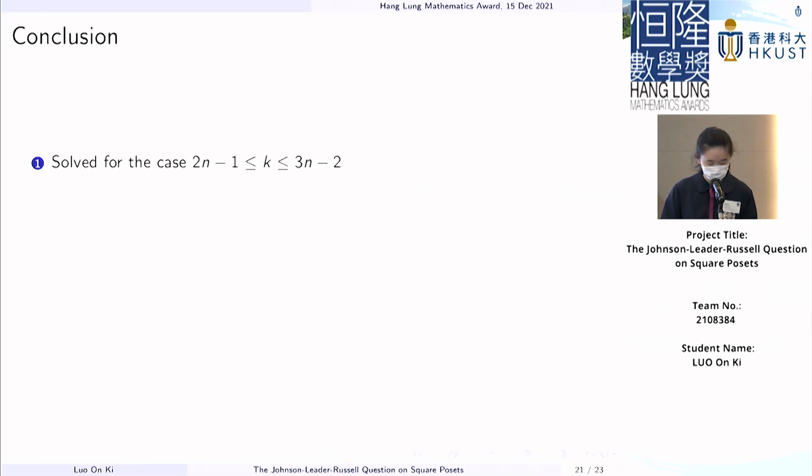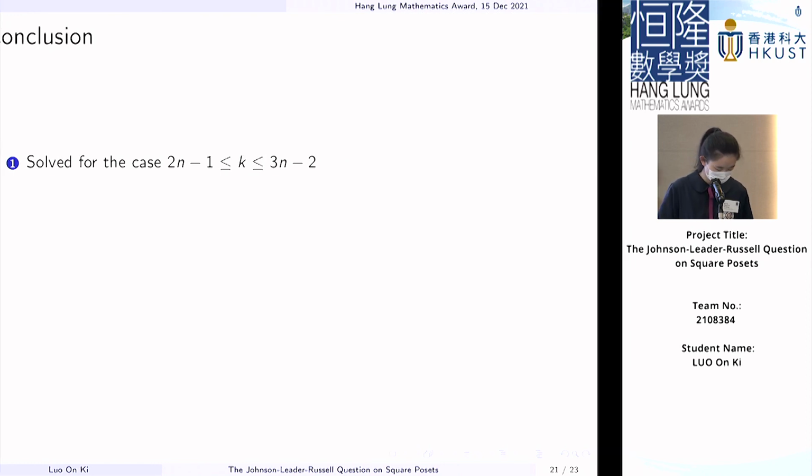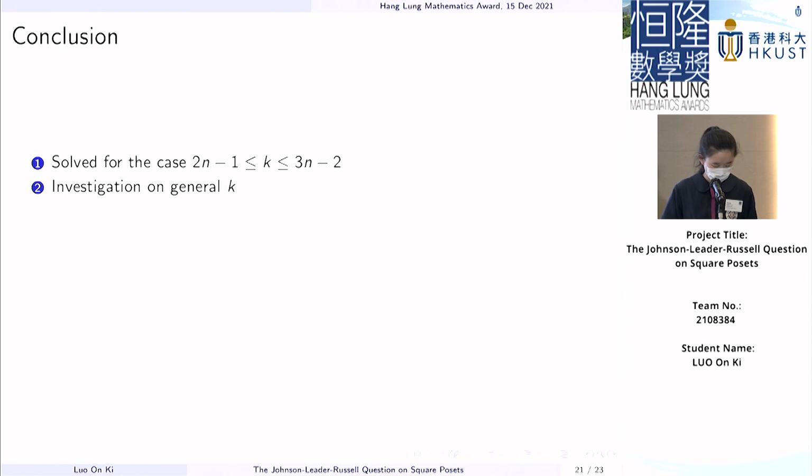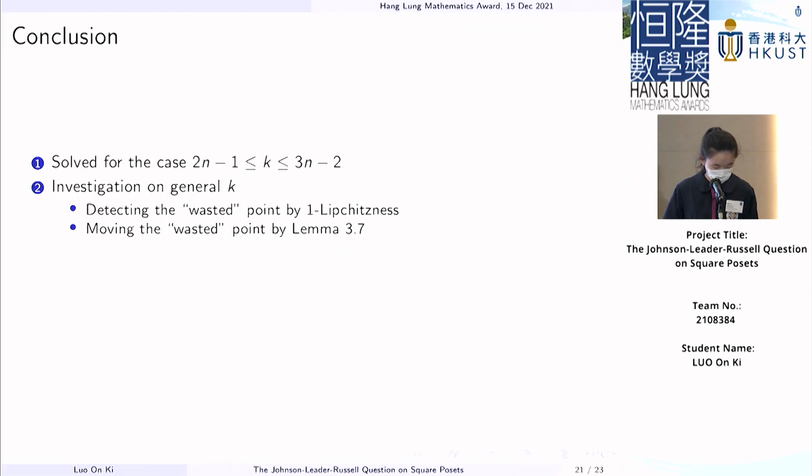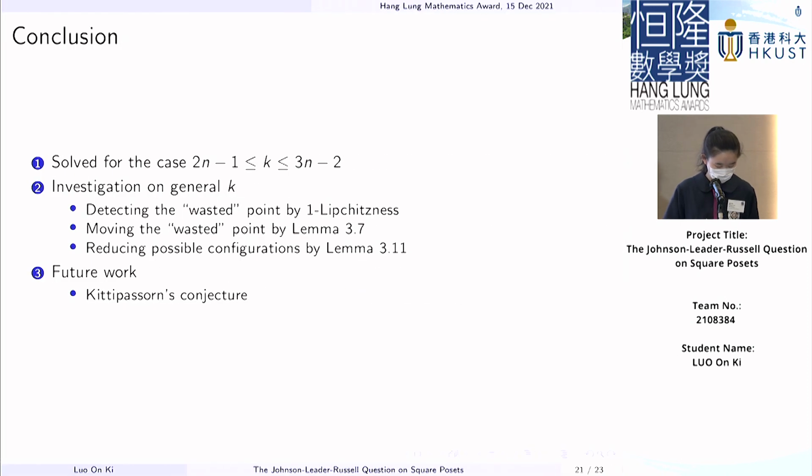As for the conclusion, in our paper, we solved the case when k lies within this range, and we also did some investigation on general k, including detecting the wasted point, moving the wasted point, and combining those ideas to reduce the possible configurations. At last, we provided some future work, including Kittipassorn's conjecture, and we also provided a conjectural solution when k lies within this range.